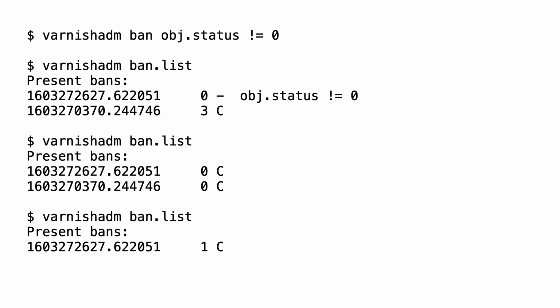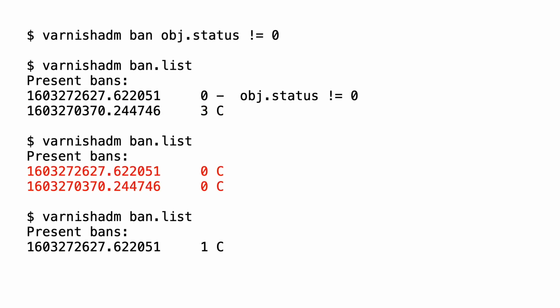Let's add a new ban and call Varnish ADM ban and use the expression object.status != 0, which is another way of saying remove every single object from the cache. And when we display the ban list again, you'll see that the new ban expression has been added. Its ref counter is 0, and that means no new objects have been added to the cache since this ban expression was added. There is a dash instead of a C, meaning this expression hasn't completed yet. But the row below, the older one, the ref counter has increased from 0 to 3, meaning that this object.status != 0 expression has matched 3 objects so far.